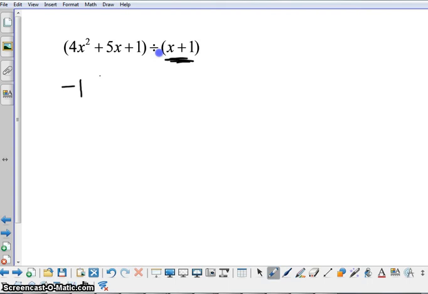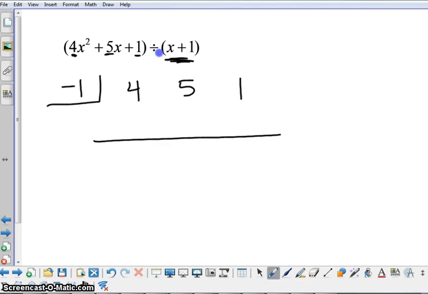So we're going to write that down, set it to the side in this little box, and then we're going to list our coefficients. In this case, we have 4, we have 5, we have 1. We're not missing any x's. We have x to the second, x to the first, and then no x. So we can just fill in those numbers, 4, 5, and 1. Notice again, I don't have to use a 0 here because I'm not missing anything. So again, we'll start the process by dropping down our first number, which is the 4. So we drop that 4 down, and then we multiply. Negative 1 times 4 is negative 4.